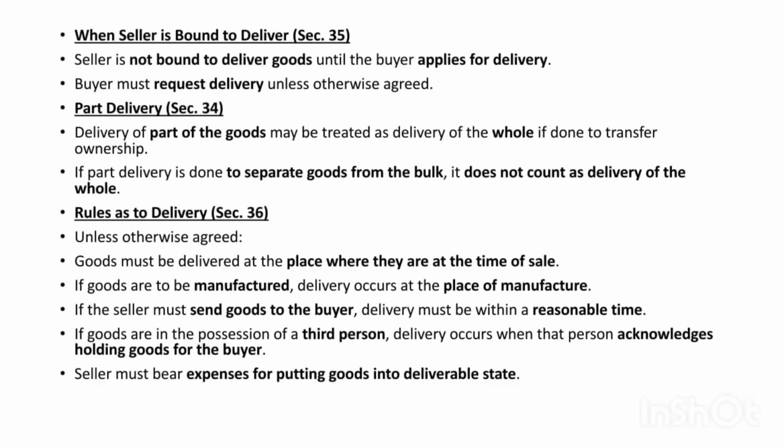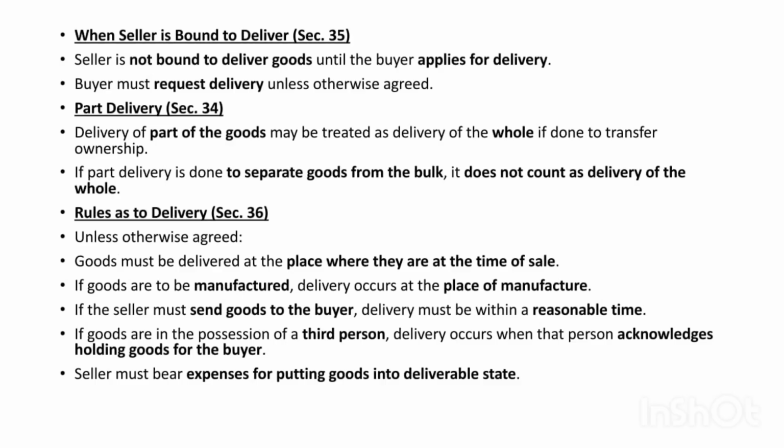The second one is manufactured goods. If goods are to be manufactured, delivery occurs at the place of manufacture. For example, you order custom furniture. The furniture is in Kottayam, and the delivery point is also Kottayam and not your house, unless the contract says home delivery.